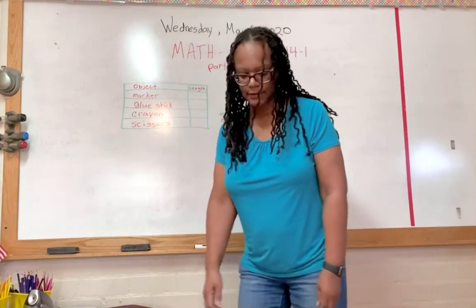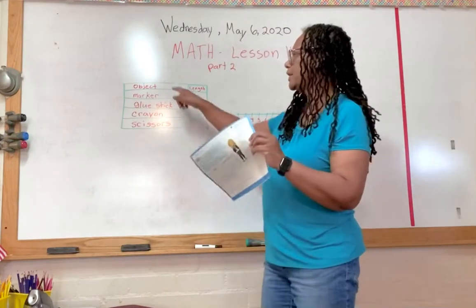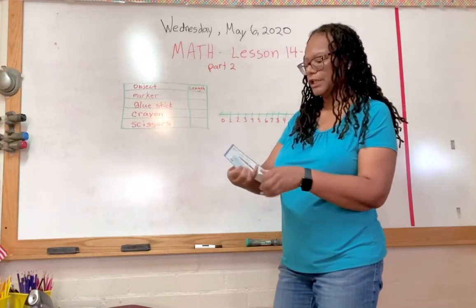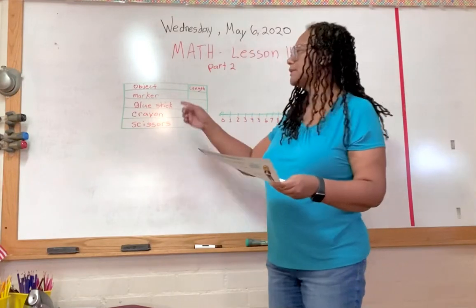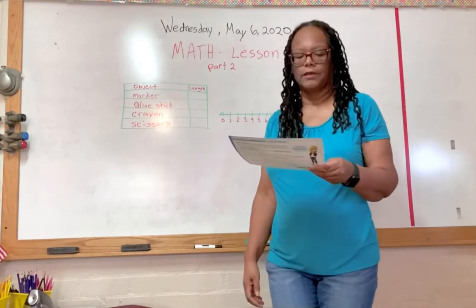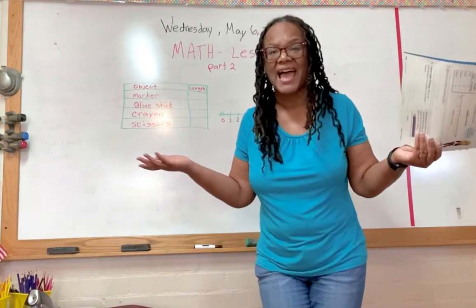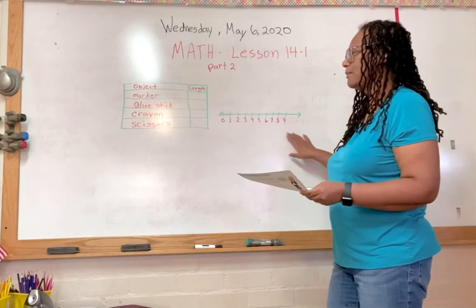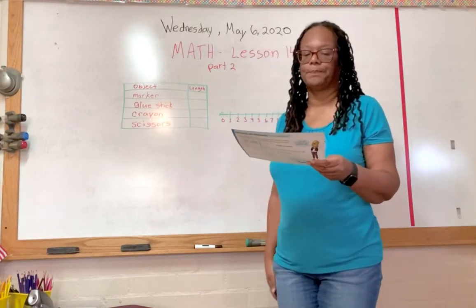Well, on your page it has a chart. It says object and length of the object in inches. What you're going to do is record the measurements in the table. This is the table or chart here. Then plot the data on the number line. Plot the data? What does that mean? Well, we'll get to that, but here's my number line, and I'll show you what plot the data means.